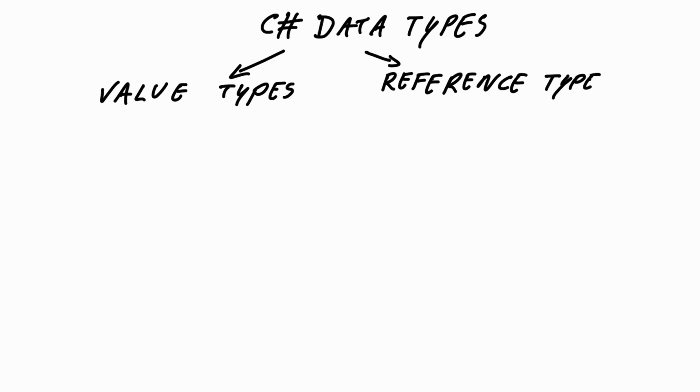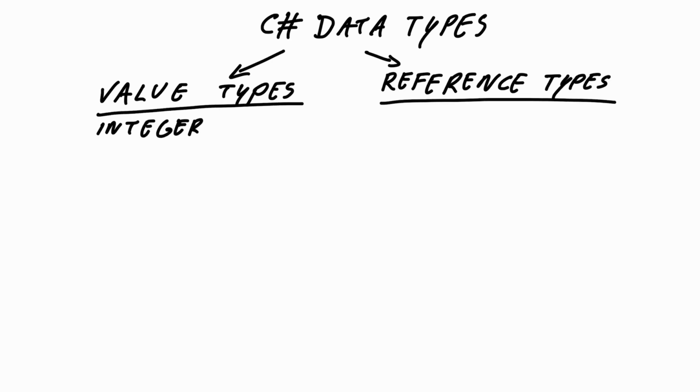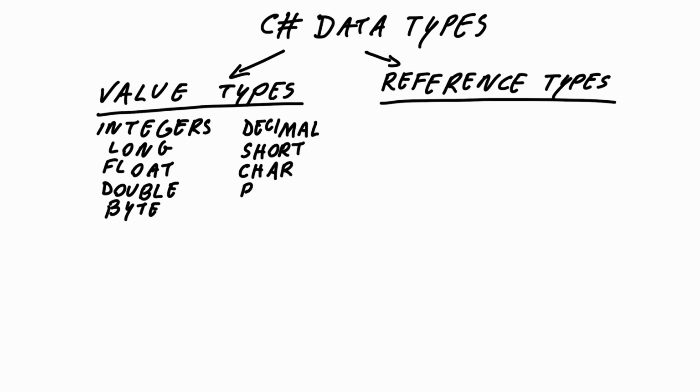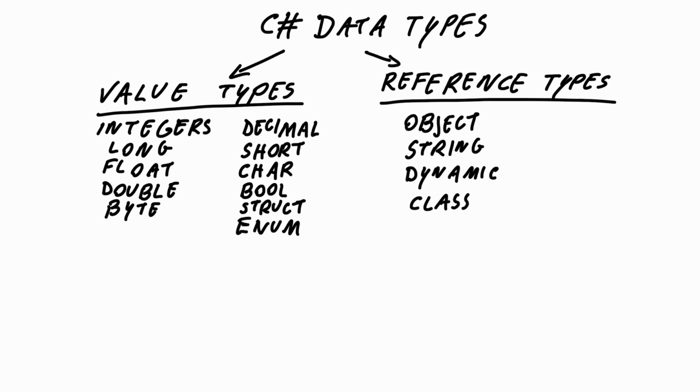I'll sketch out some examples of data types here. Examples of C# value types are integers, long, float, double, byte, decimal, short, char, boolean, structure, or enum. Reference types are data types like object, string, dynamic, class, interface, array, or delegate.